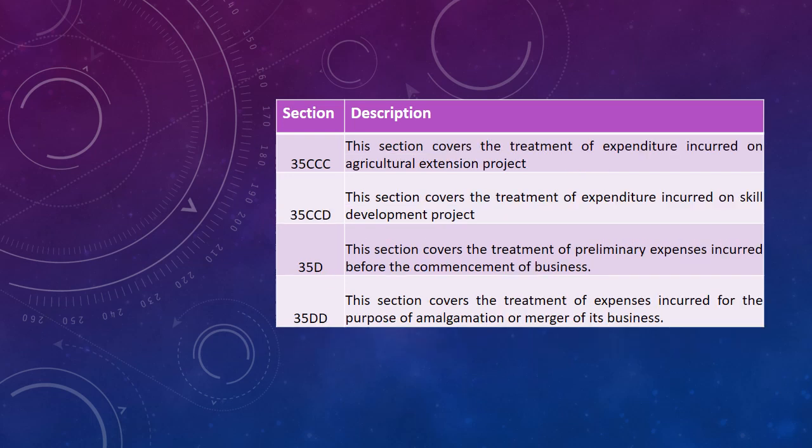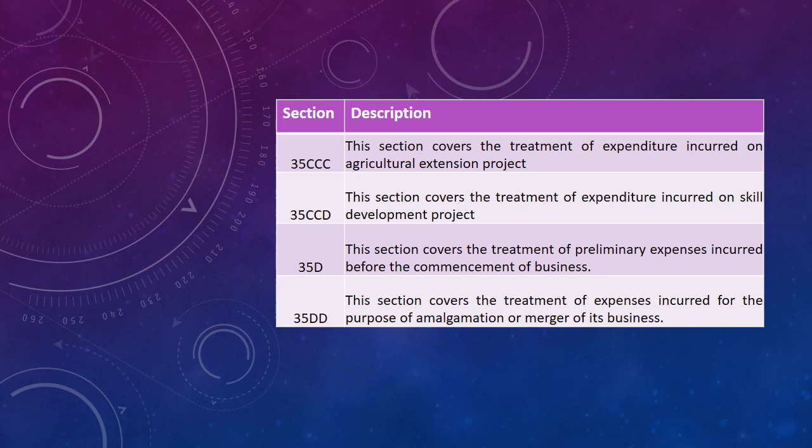Section 35CCC. This section covers the treatment of expenditure incurred on agricultural extension project. Section 35CCD. This section covers the treatment of expenditure incurred on skill development project. Section 35D. This section covers the treatment of preliminary expenses incurred before the commencement of business.